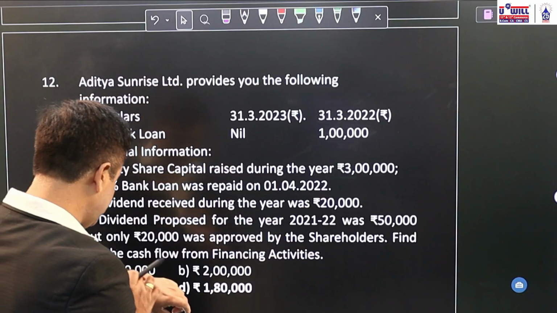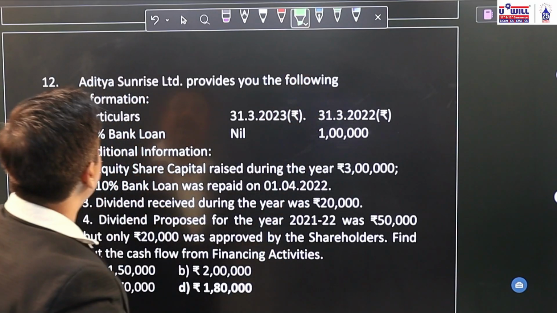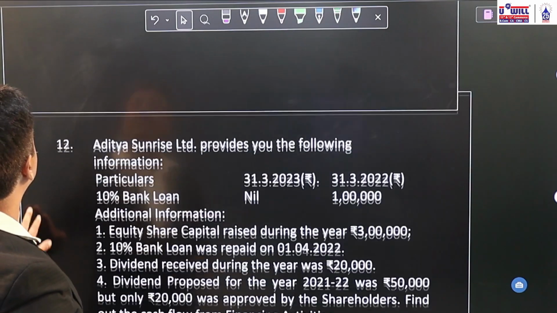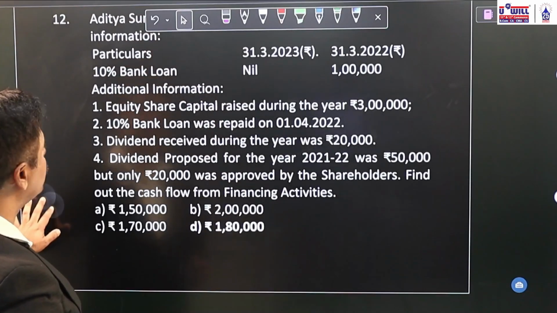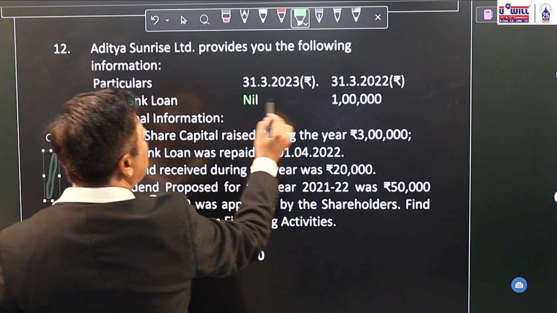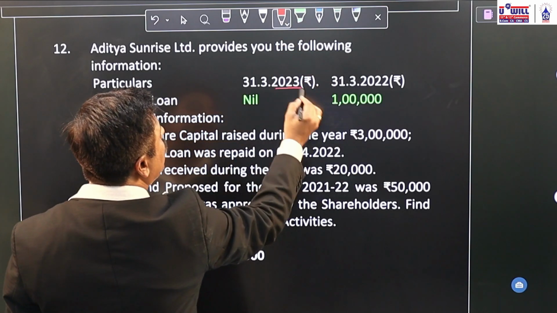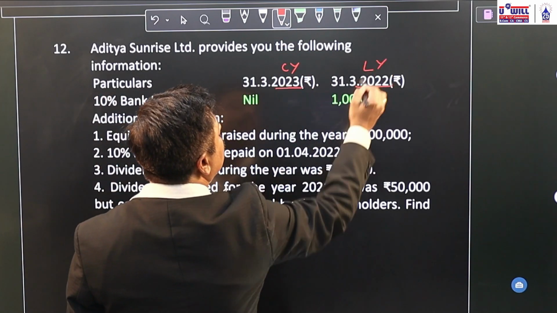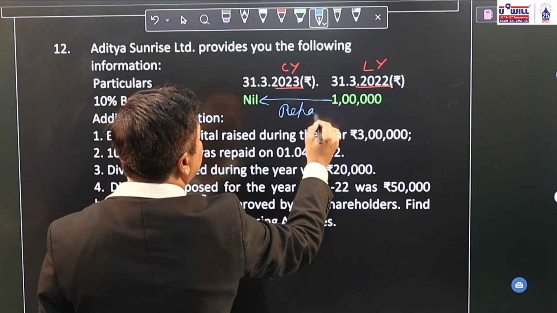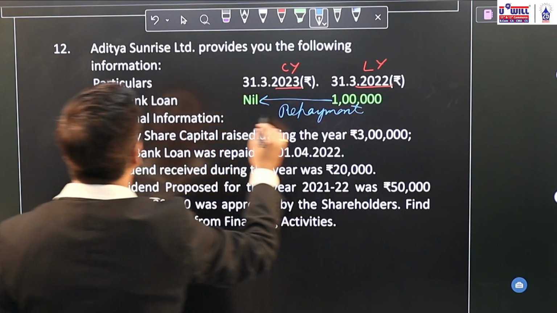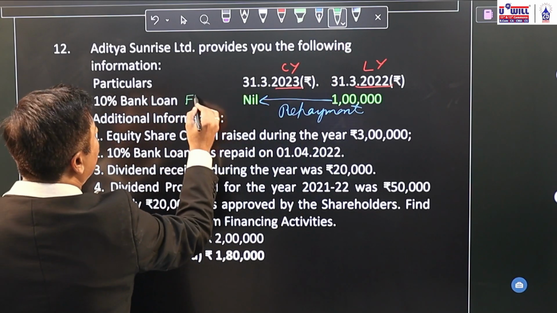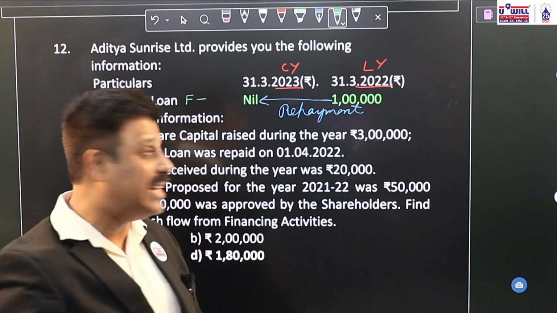Question number 12. Aditya Sunrise Limited provides you the following information. Particulars: bank loan of nil and 10 lakhs. Now this 31/3/23 is current year and 22 is last year. So basically from 1 lakh, if it has become nil, it means it is repaid. We have done a repayment of bank loan, that will result in financing activities outflow.